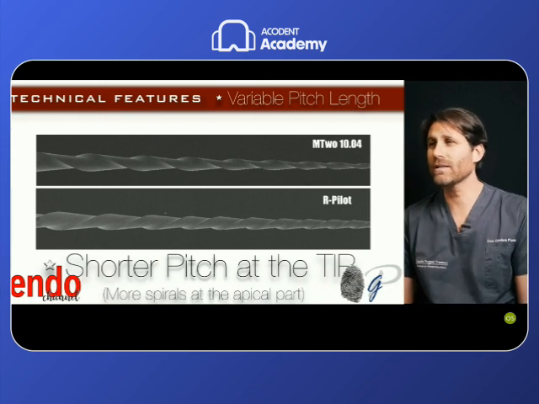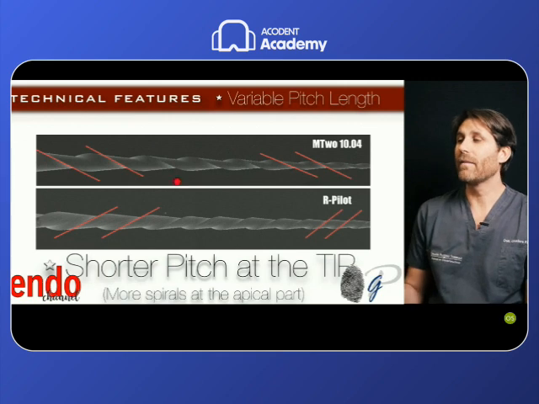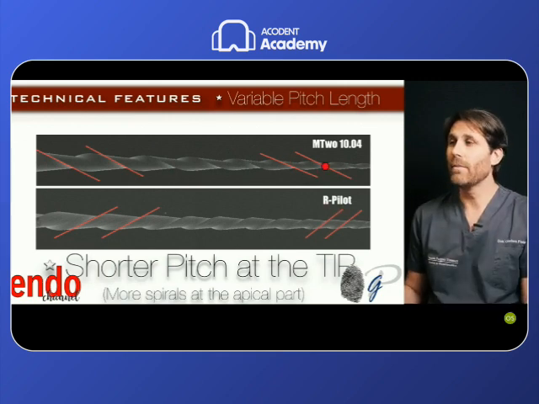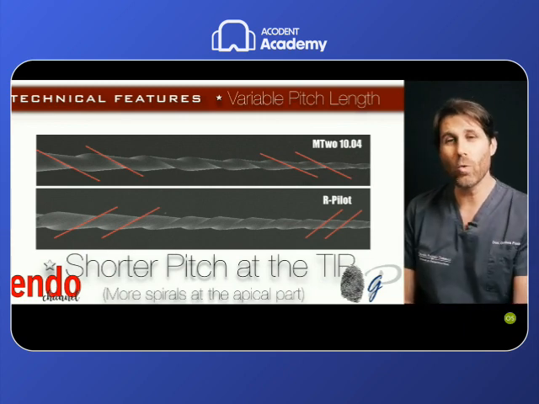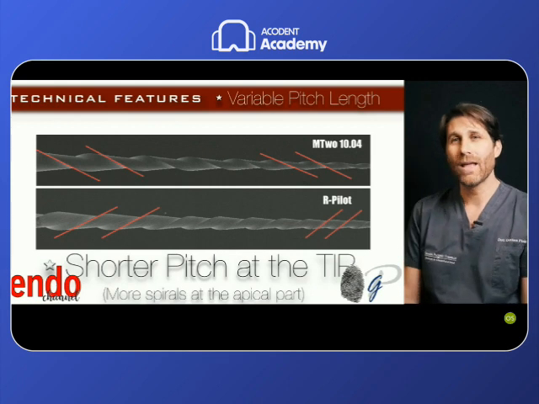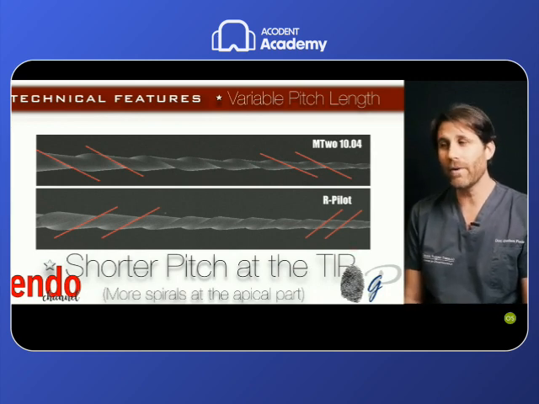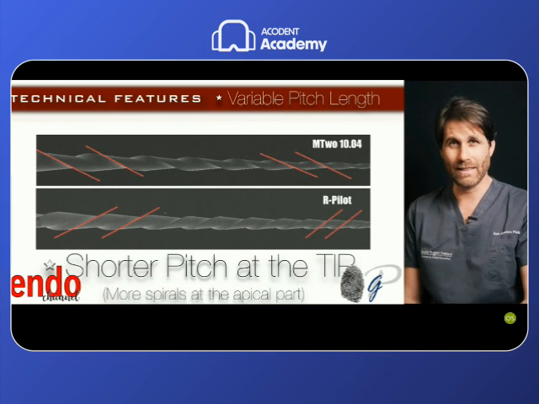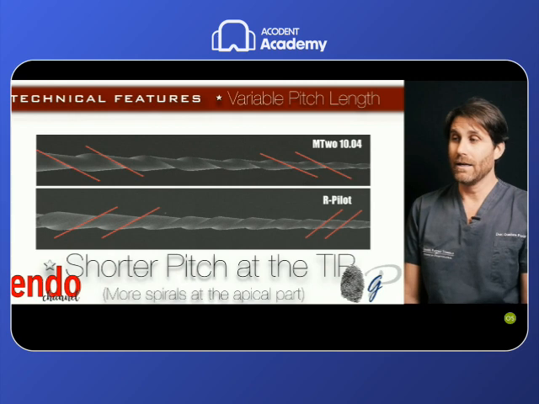Another feature that we asked for was a variable pitch length, with blades that are nearer at the tip with respect to the M2 10 04, for example. Again, this shorter pitch length at the tip aims to create more blades at the tip that increase the tendency to advance, the autoprogression of the instrument inside the root canal. And more, nearer blades give again more metal mass at the tip. So we have more resistance at the tip because more metal is present at the tip.